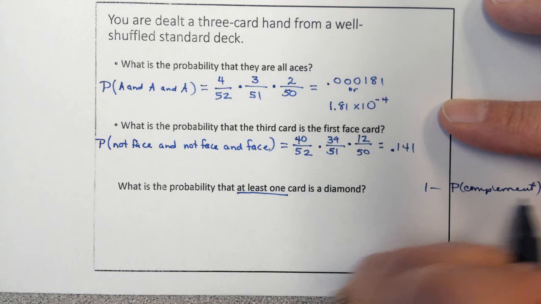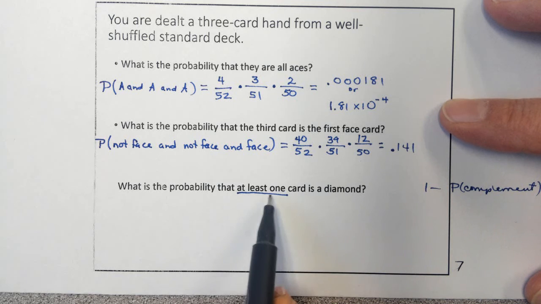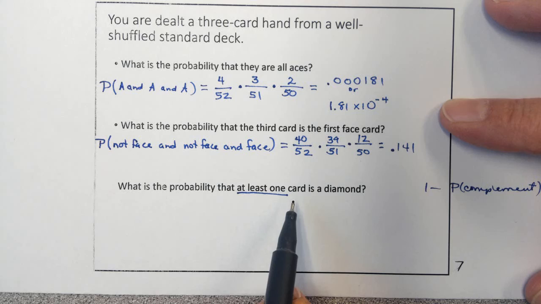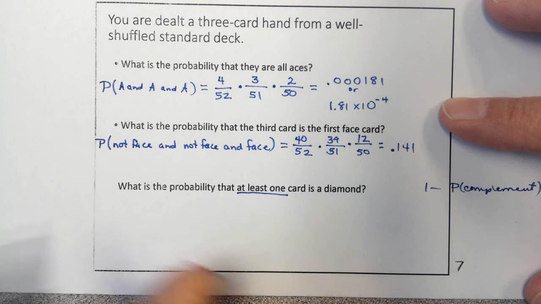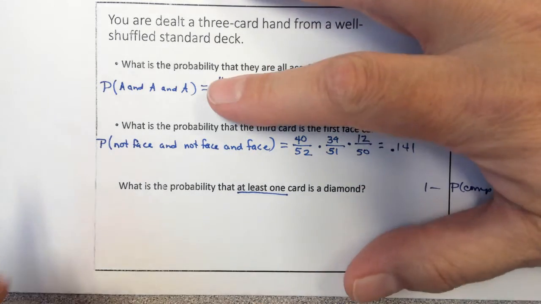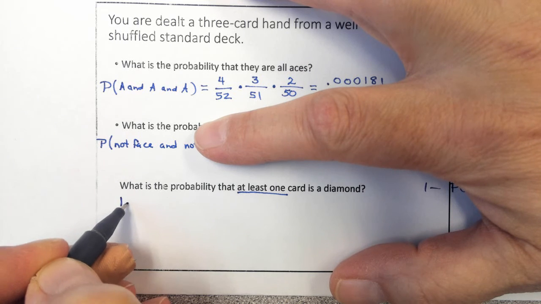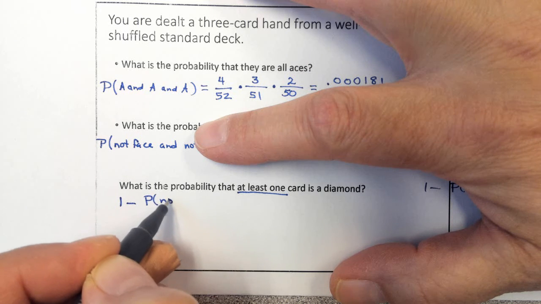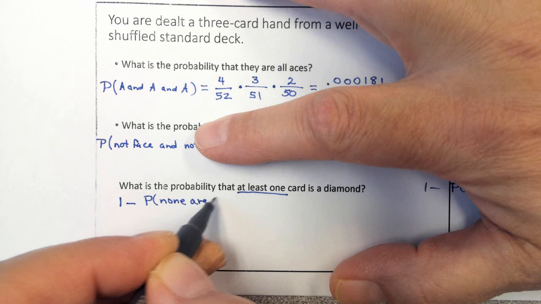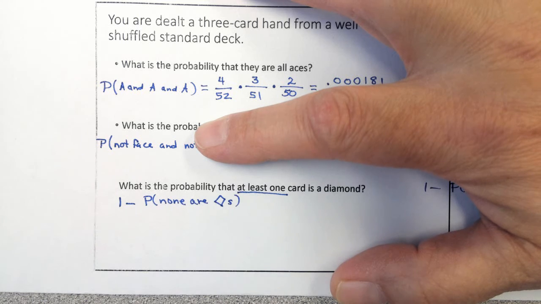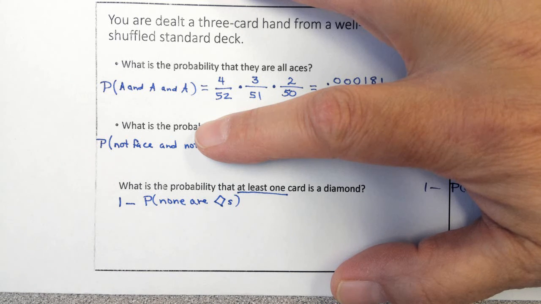We learned that before. The complement of at least one card being a diamond is that none of the cards are diamonds. So the quicker way to compute this would be 1 minus the probability that none are diamonds. None are diamonds means there's not a diamond on the first card, not a diamond on the second card, and not a diamond on the third card.